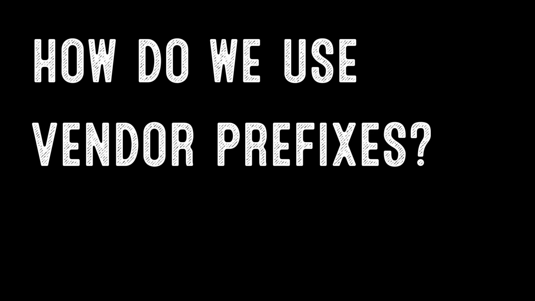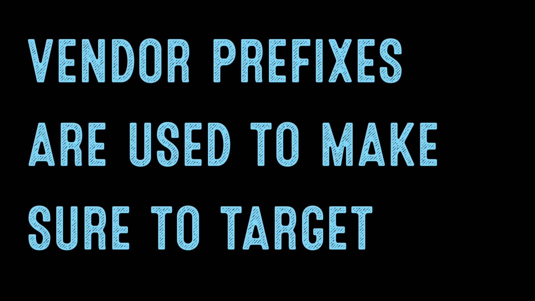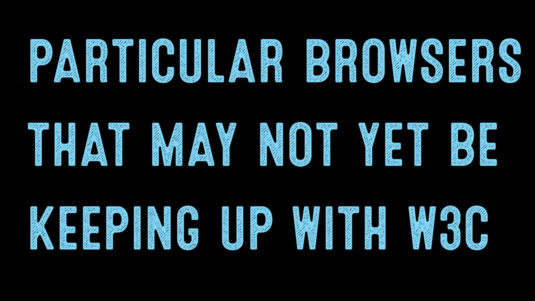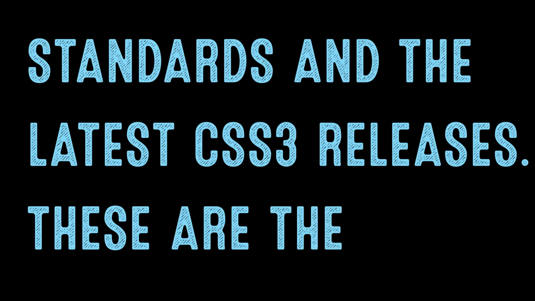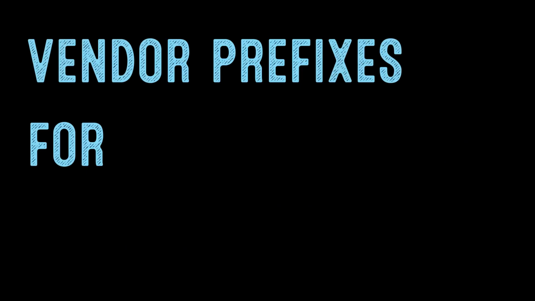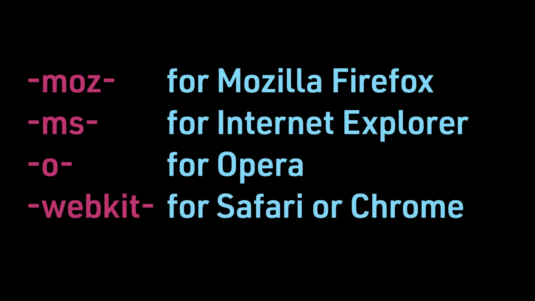How do we use vendor prefixes? Vendor prefixes are used to make sure to target particular browsers that may not yet be keeping up with W3C standards and the latest CSS3 releases. These are the vendor prefixes for the most popular browsers. -moz- for Mozilla Firefox, -ms- for Internet Explorer, -o- for Opera, -webkit- for Safari and Chrome.